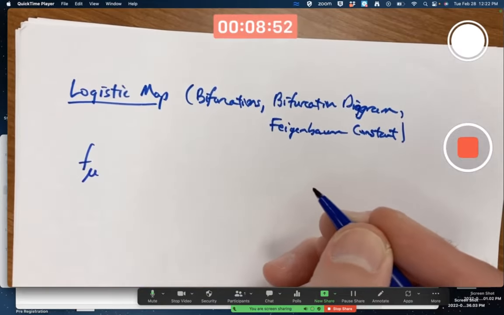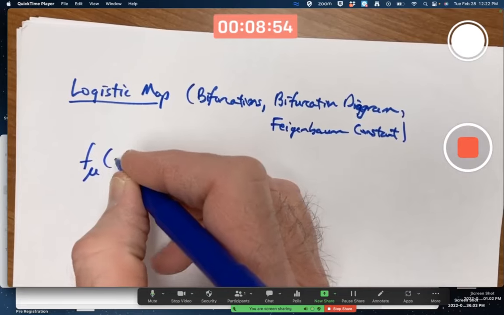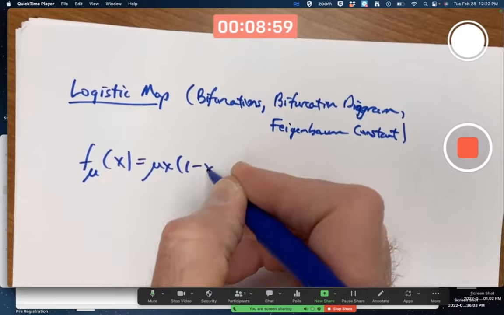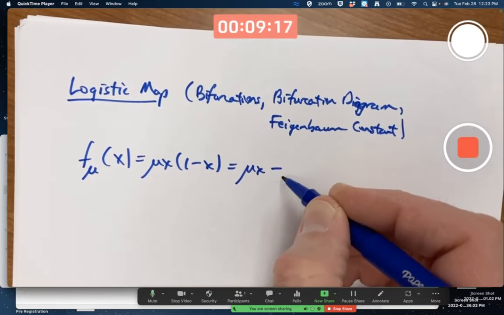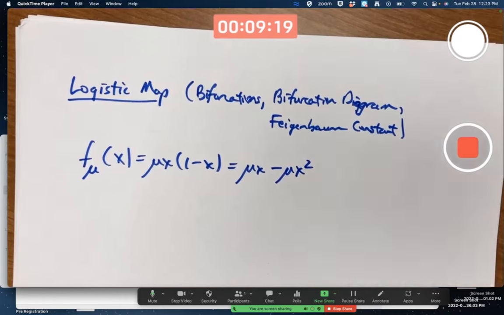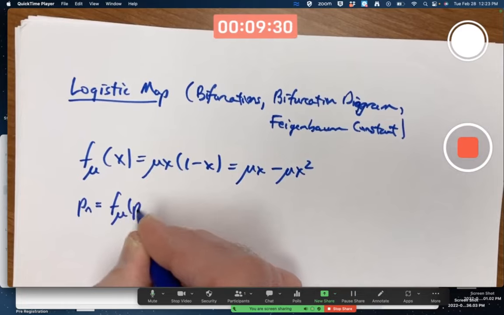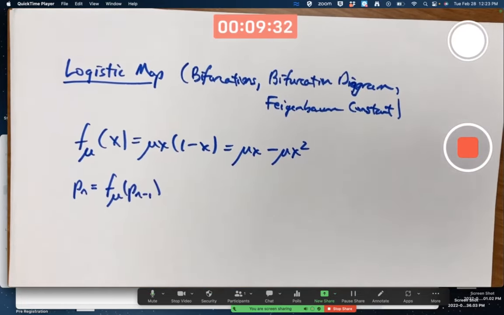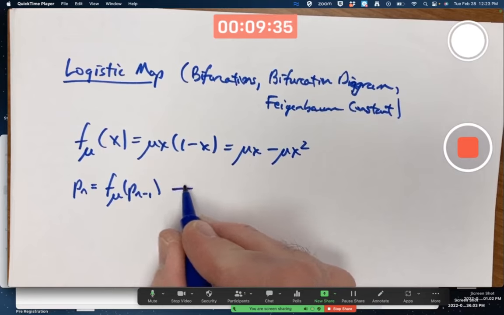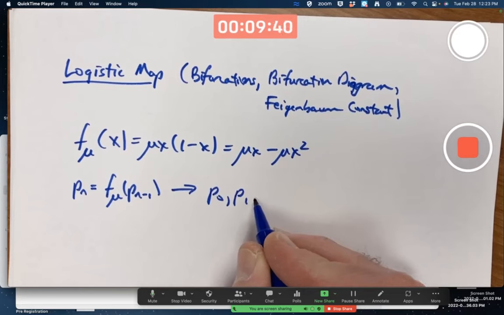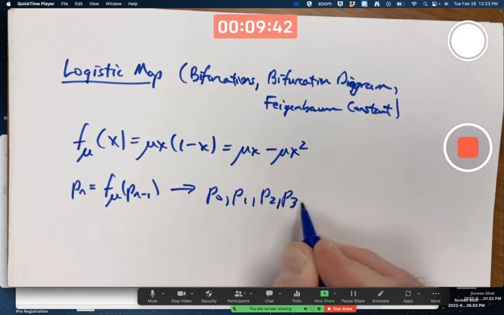Our logistic map with parameter mu is f sub mu of x equals mu times x times 1 minus x. Mu is our parameter. This is a one parameter family of functions that we want to iterate. P sub n equals f sub mu of p sub n minus 1 generates a sequence. If we start with a seed P0, it gives us numbers P0, P1, P2, P3, etc.